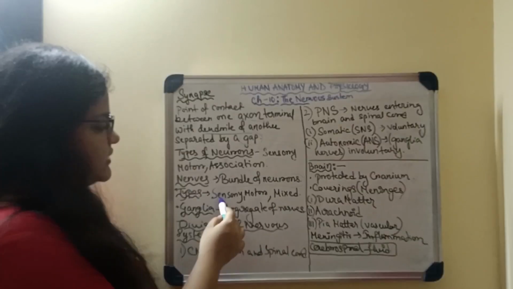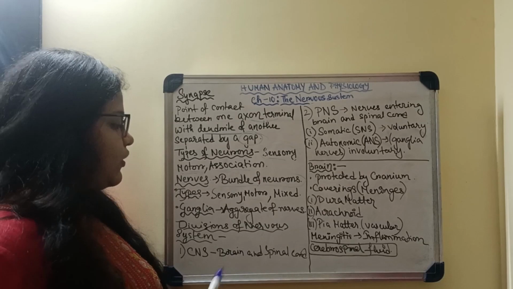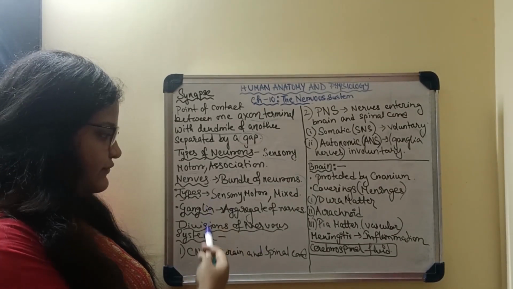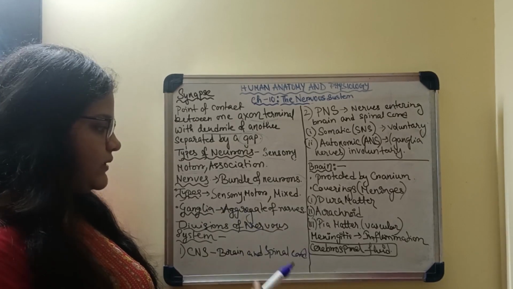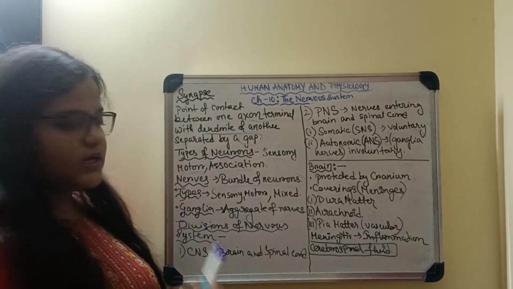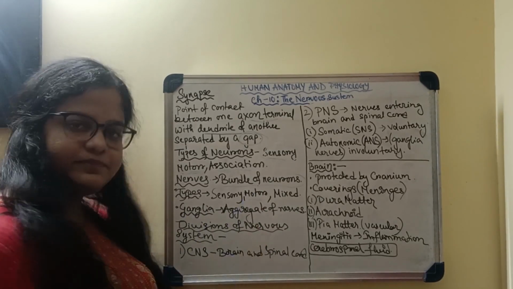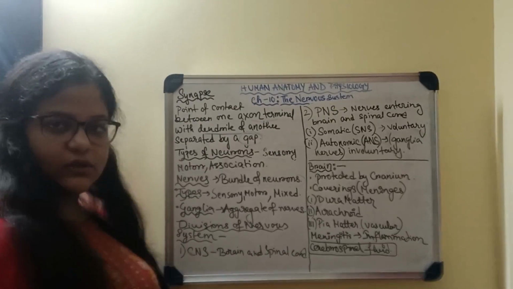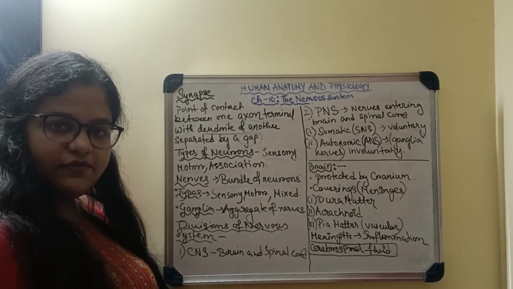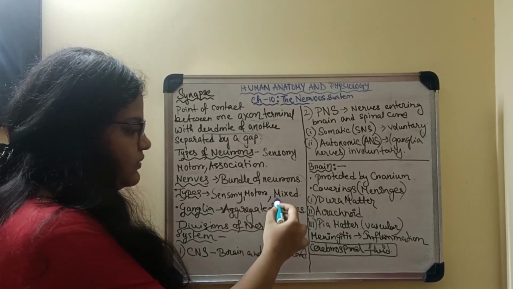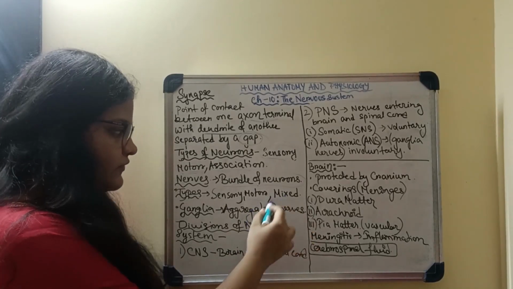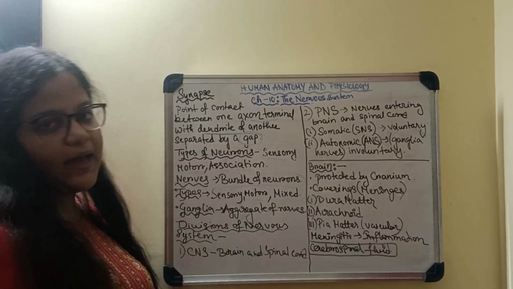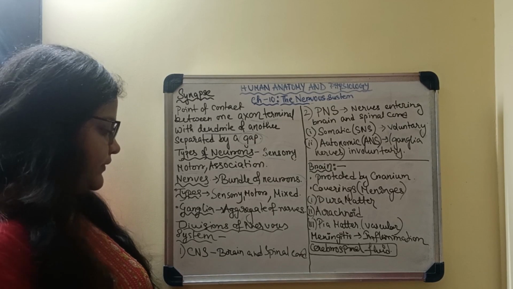Okay. Now, what is the job of the sensory nerve? Obviously, it conducts impulses from the receptor to the brain or the spinal cord. Motor nerve conducts impulses from the brain or the spinal cord to the effector, right? And what is the work of the mixed nerve? The mixed nerve is made up of both sensory and motor neurons. Okay, good.